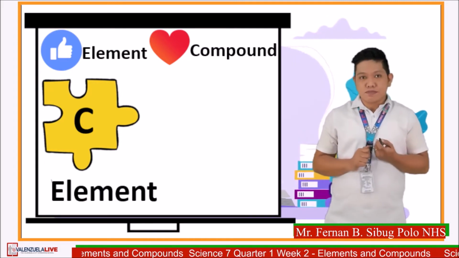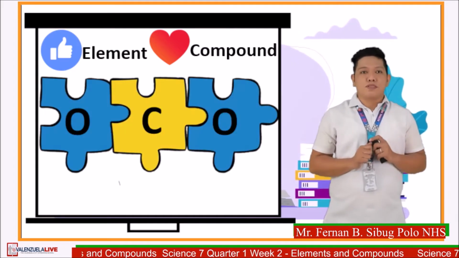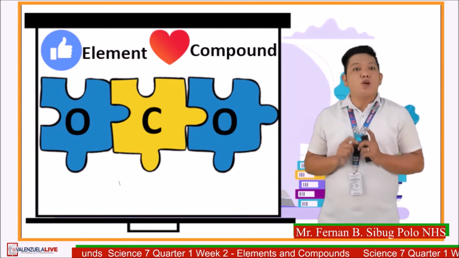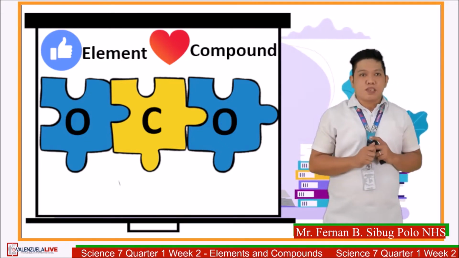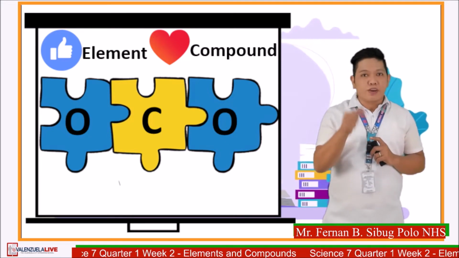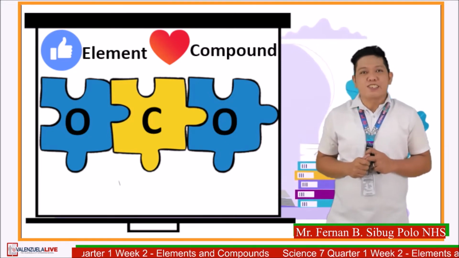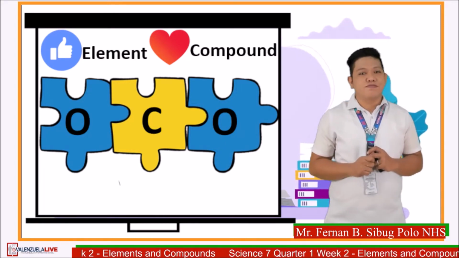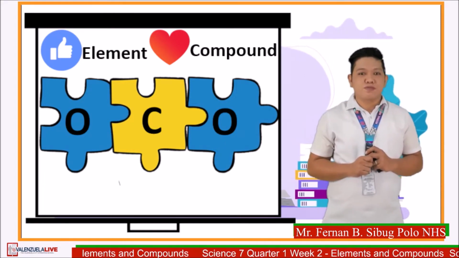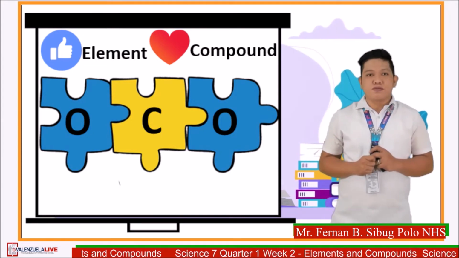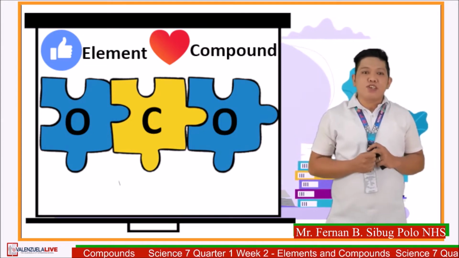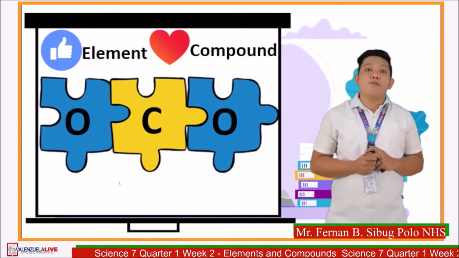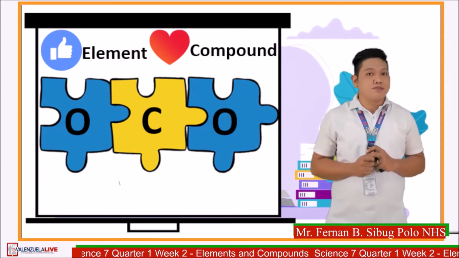Next one. We have carbon combined with 2 oxygens. Is it an element or a compound? Click your answer. Okay, I see that majority pressed the heart button, and that is correct. This is carbon dioxide, a compound.